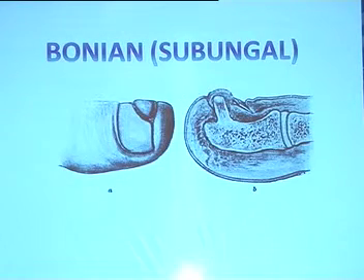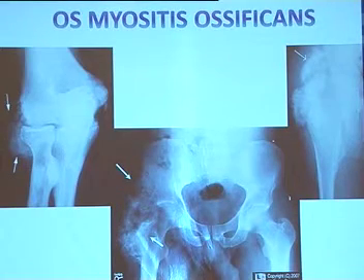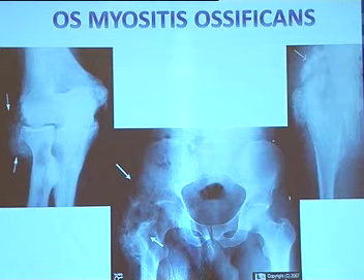The Bunyan or subungual type was the osteochondroma of the distal phalanx. Again I will show the radiographs. You can see osteochondroma of the phalanx, distal phalanx of the first finger. We again found another type of osteochondroma, myositis ossificans.